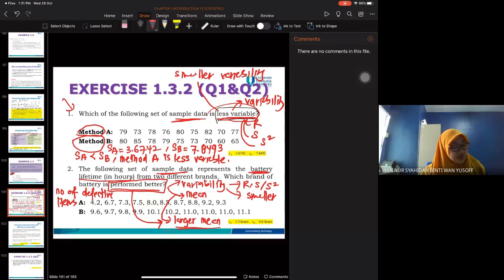The answer is already here. We have the S, and then you compare, and then you state which one performs better. So here S of A is greater than S of B, so that means brand B performs better.